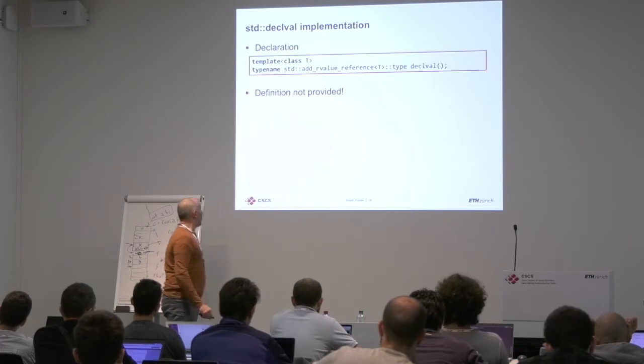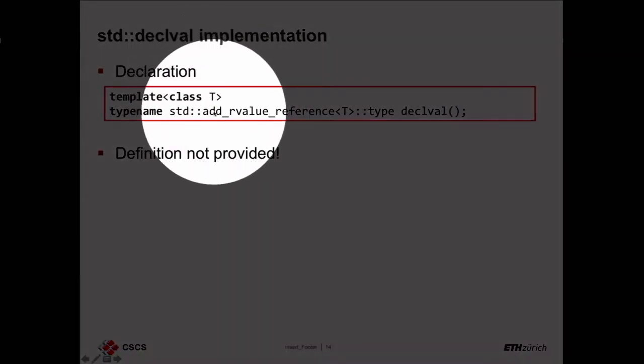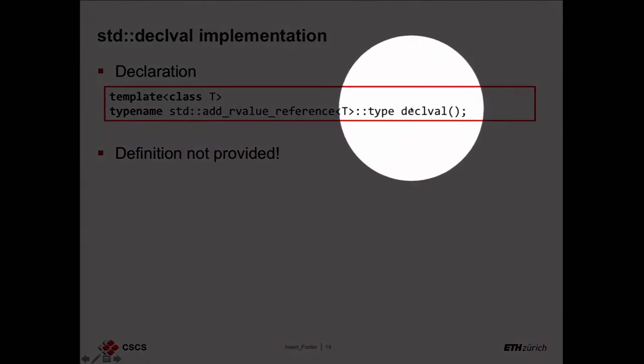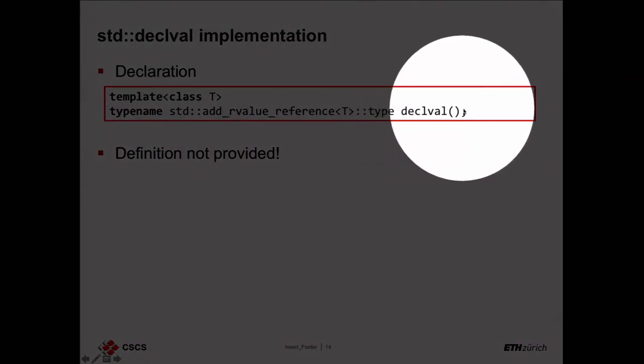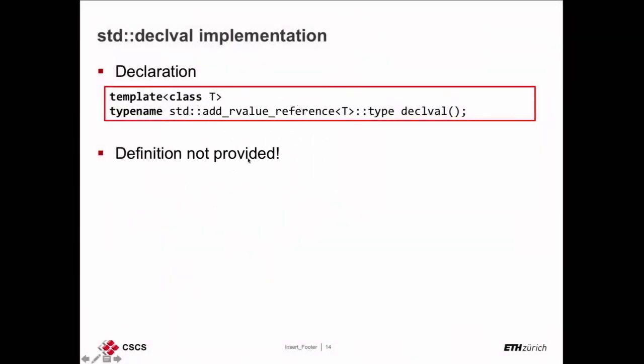So this is declval. Declaration. It does something weird like add R value reference. We'll see R value references tomorrow. It does declare the function. You see there's no body, there's no nothing. The function does nothing. And there is no definition of the function.